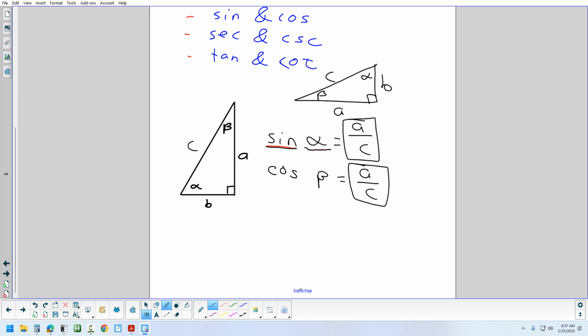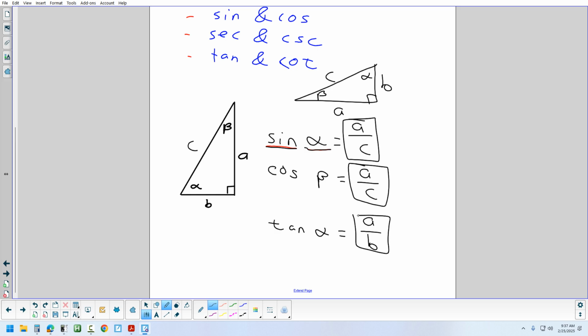All right, let's try one more. Let's pick another trig function. Let's do tangent of alpha. All right, tangent is opposite over adjacent. What's opposite over adjacent from alpha? A and B. So it would be A over B. A over B. Yep.